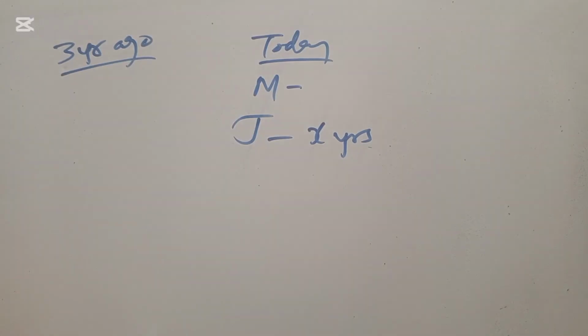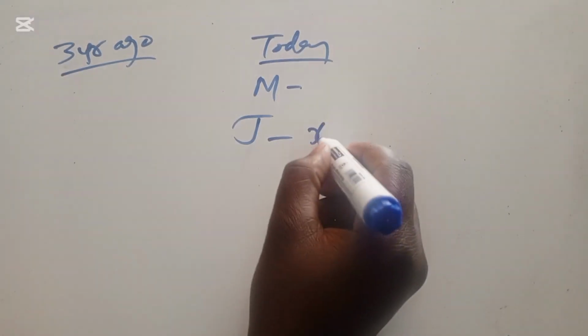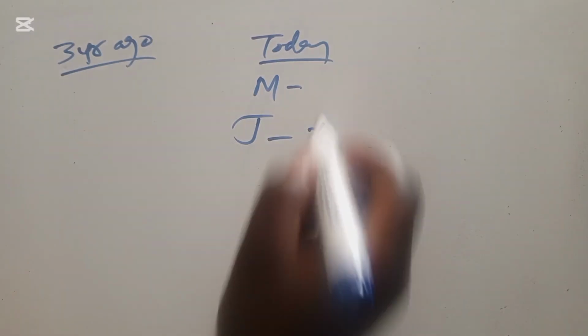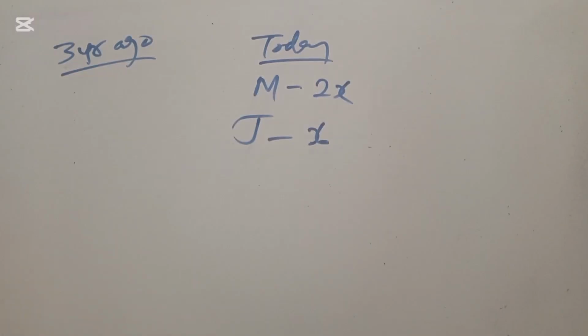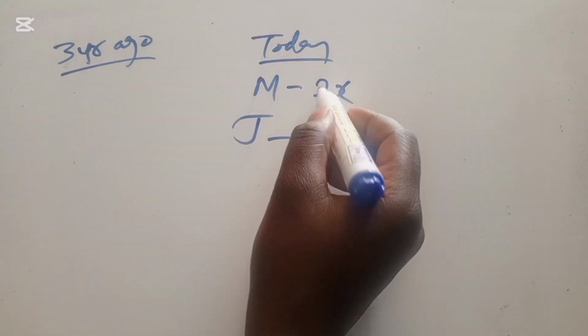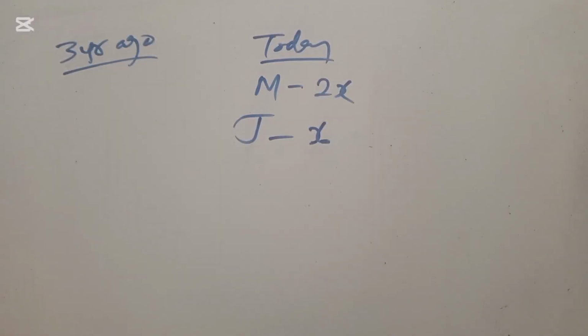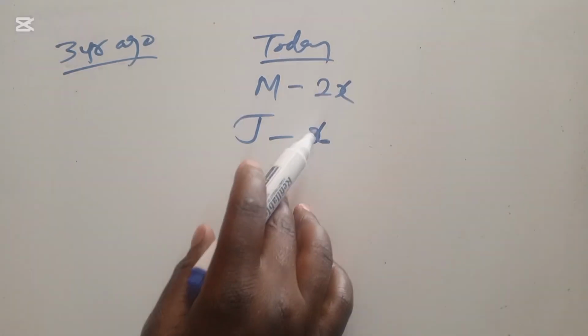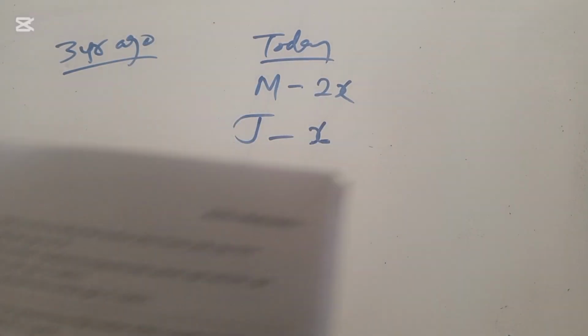Let us avoid the years so that you're not confused. You concentrate on the x. So Mary is 2x. If this one is 10, this one is 2 times 10. If this one is 3, this one is 2 times 3. Whatever the age is, x is, Mary is twice as old as John.